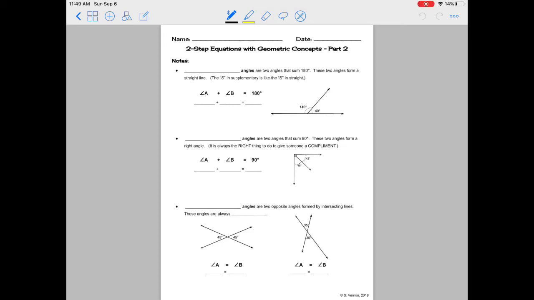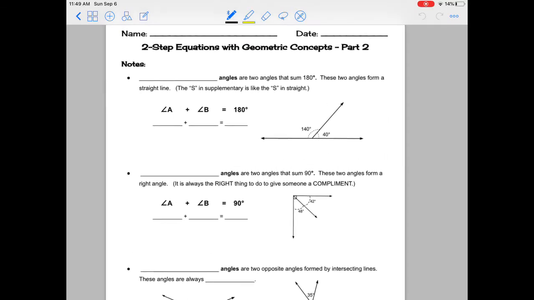Hello everyone, welcome back. Today we're going to be doing two-step equations with geometric concepts. This is day 2, so we learned this yesterday, and we're going to learn it today as well. So we're going to start off with our notes.